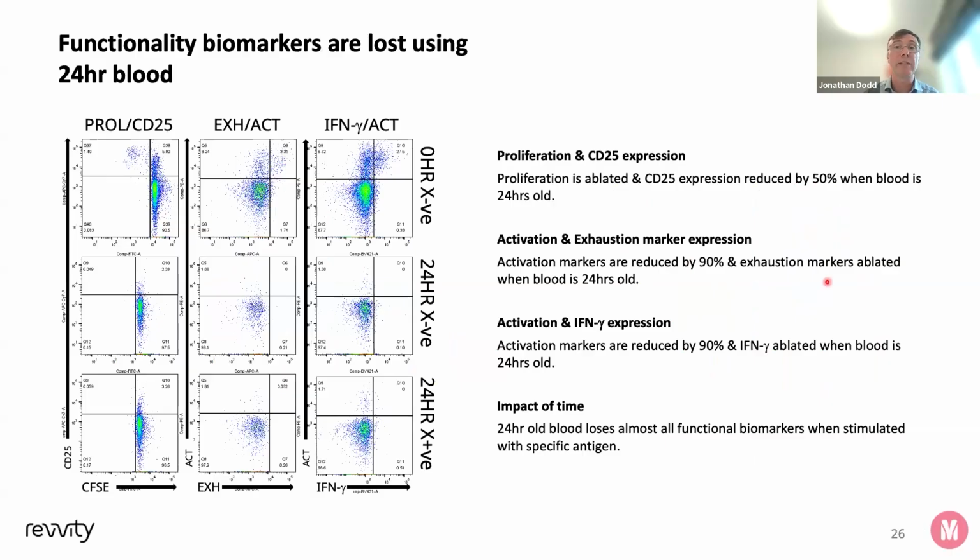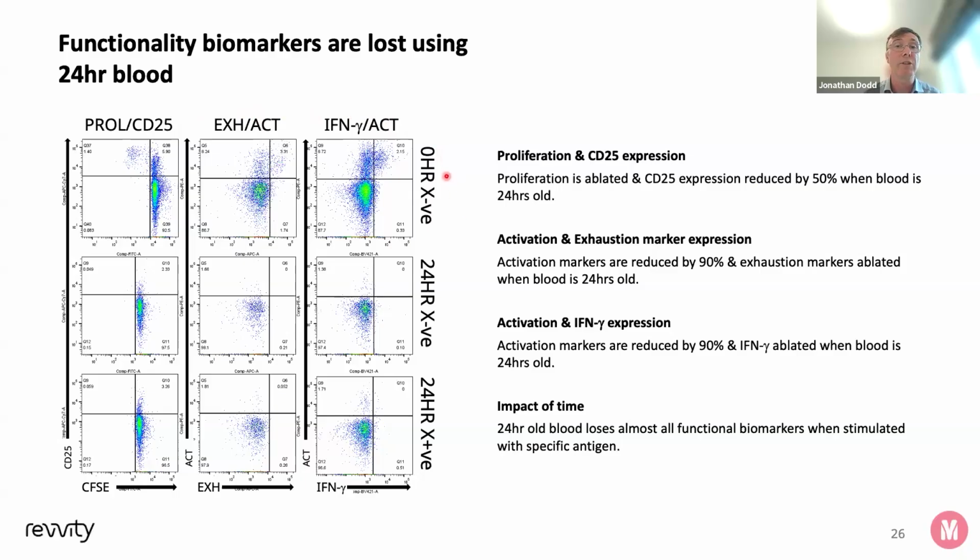And just to show you some examples of the kind of data that we were seeing, these plots on the left are showing the different combinations of the activation parameters that we use. So you have proliferation as measured by CFSE dye dilution on the x-axis, CD25 expression on the y. In the middle column, you've got activation and exhaustion markers. And in the third column, you've got activation markers and interferon gamma secretion on the x-axis. Each row is a different set of conditions.